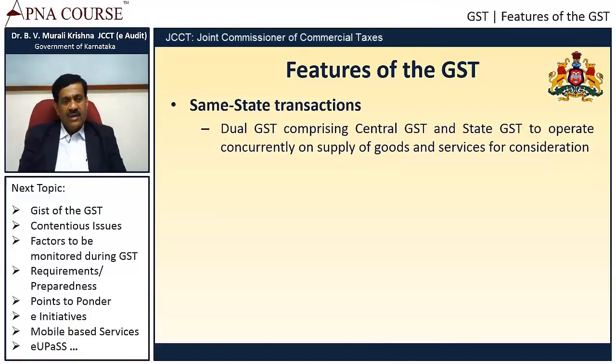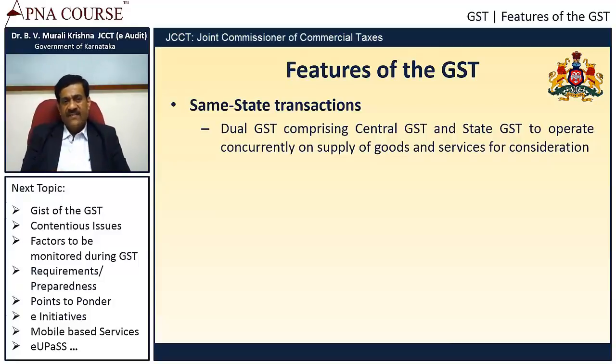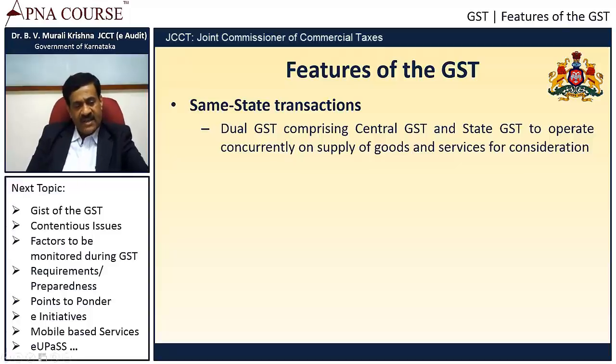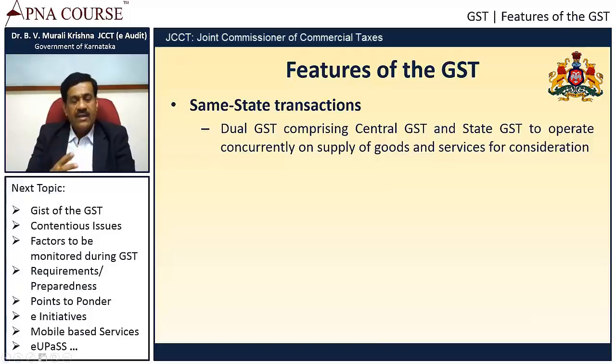Let us talk about the features of the GST. What are the basic features of the GST envisaged in the CAB, or the procedure, and the same state transactions? See what is envisaged because of the federal structure, the different structure of the Indian economy. Because of the federal and unitary nature, the center and state have different financial powers, and that is envisaged in this.